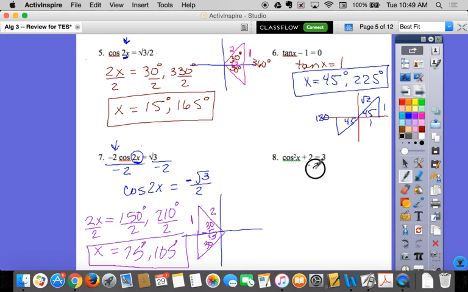Okay, last one. Come through here and subtract 2 on both sides. You get cosine squared equals 1. Take the square root. Cosine x equals plus or minus 1. Now this goes back to the unit circle.